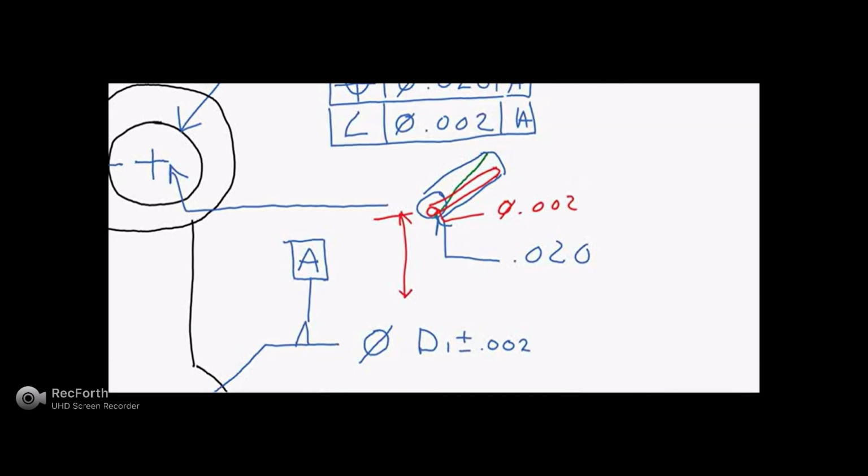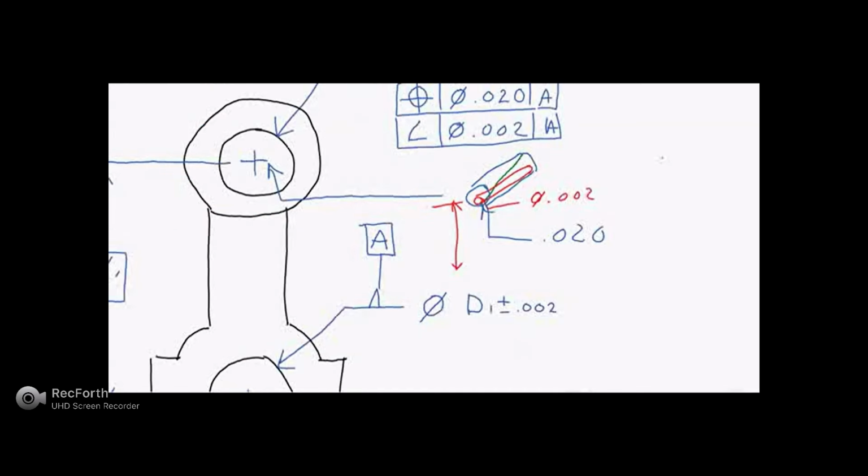So the axis of the as-built hole D sub 2 must fall within the positional tolerance of a diameter of 20 thousandths RFS relative to A, in addition to being refined more parallel to our datum A within a tolerance boundary of 2 thousandths relative to A.